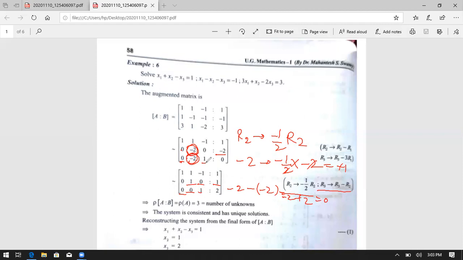R3 is 1. 1 minus R1, R2 is 0. That is 1 minus 0 is 1, I write here 1. Okay, next 0 is there. 0 minus 2, that is minus into minus plus, that is plus 2. I write here plus 2.